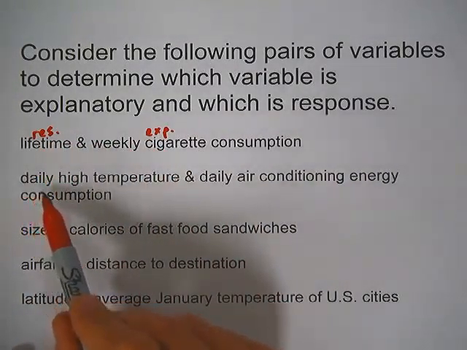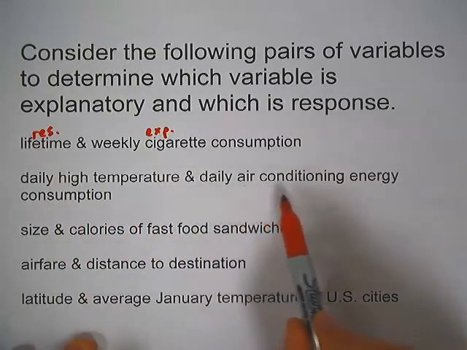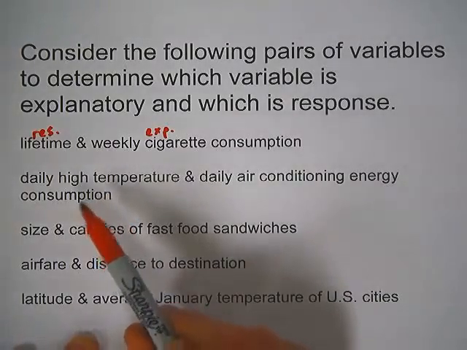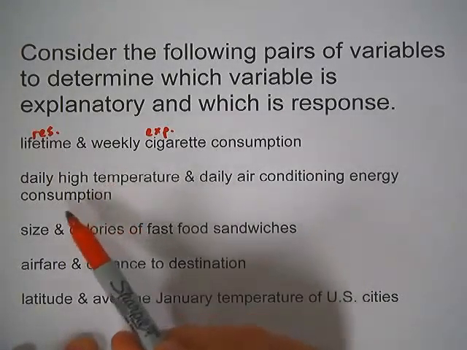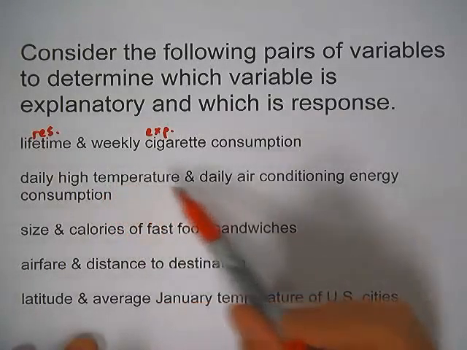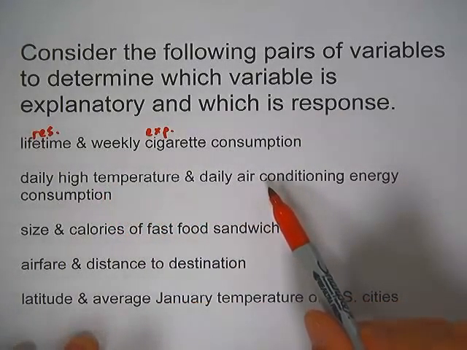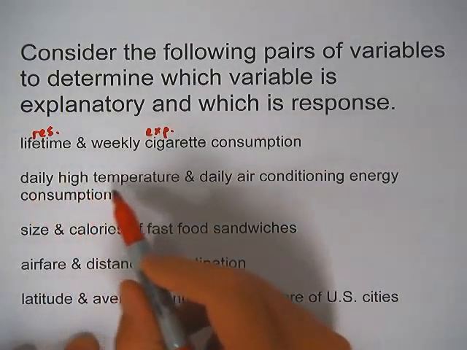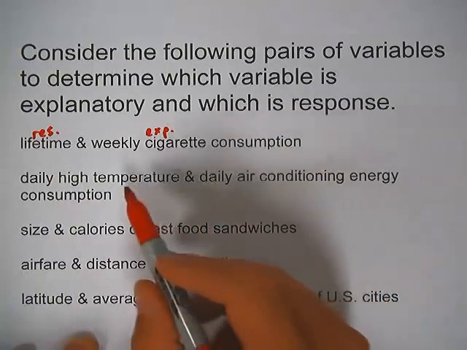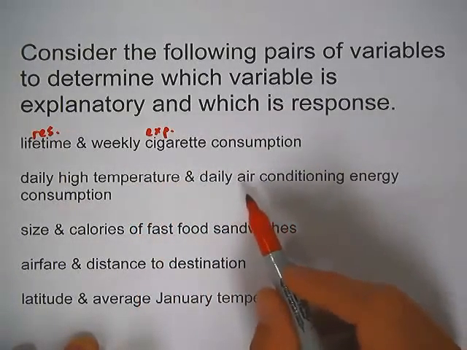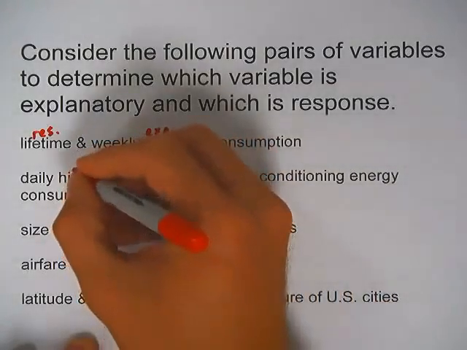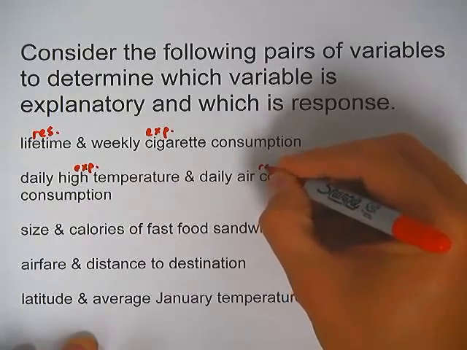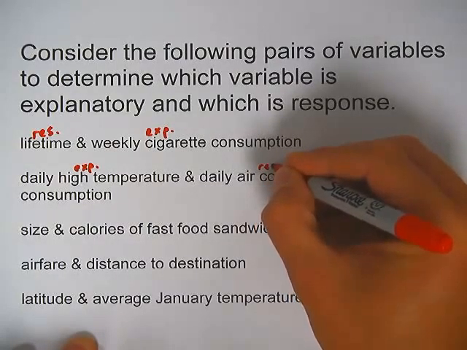Our next pair is daily high temperature and daily air conditioning energy consumption. Generally, as the temperature goes up, as it gets hotter and hotter, air conditioning consumption is going to go up. So what we're going to say here is that daily high temperature causes or explains a change in daily air conditioning energy consumption. So we're going to call this one the explanatory variable, and we're going to call energy consumption due to air conditioning the response variable.